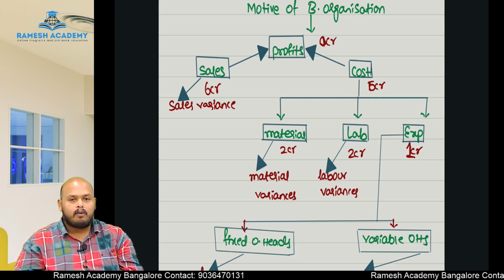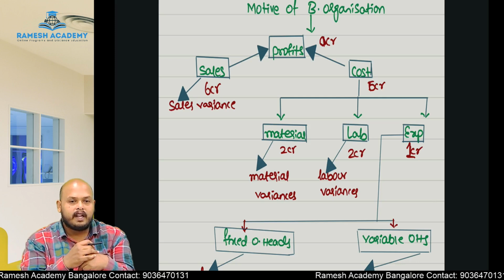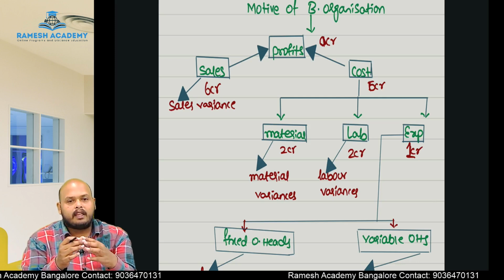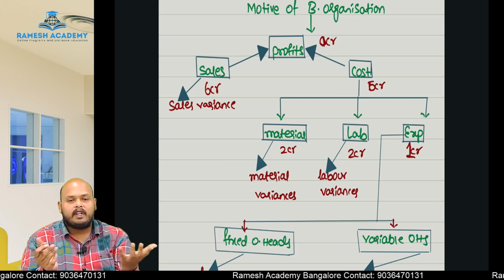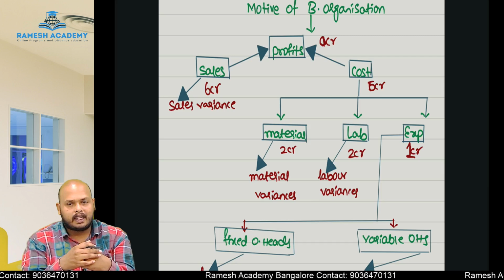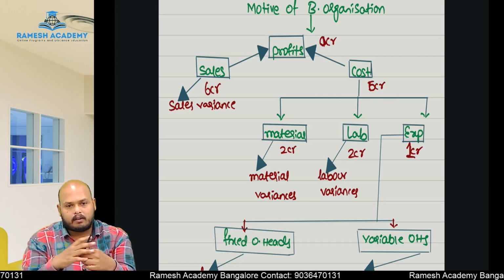Now let us take one example and derive the formulas. How did we derive in the case of marginal costing? We took one example, and by using that example only, we derived the formulas. Let us derive in the same manner here also. Okay?